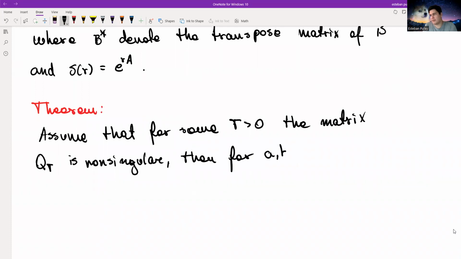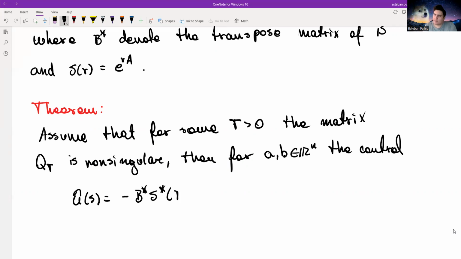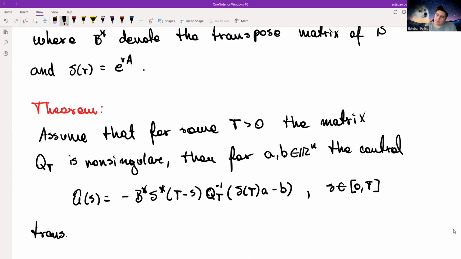Then for arbitrary A and B, initial and final state elements of Rn, we have a special control. We will call it U hat: U hat of S equals minus B transpose S transpose of T minus S, Q_T inverse multiplied by S of T A minus B, where S is an element of the interval [0, T], which transfers A to B at time T.